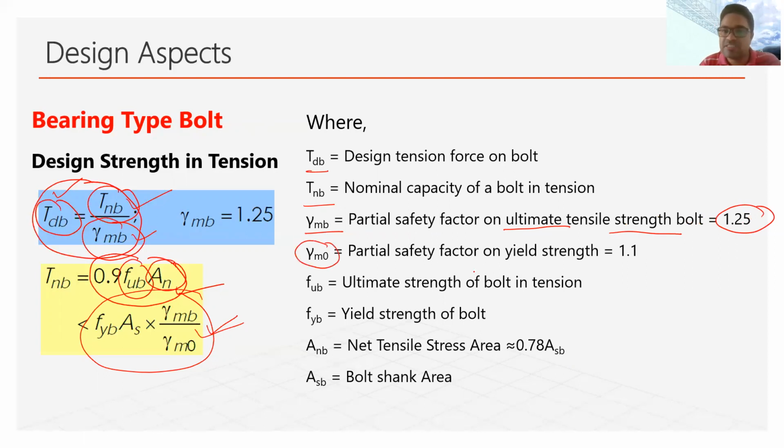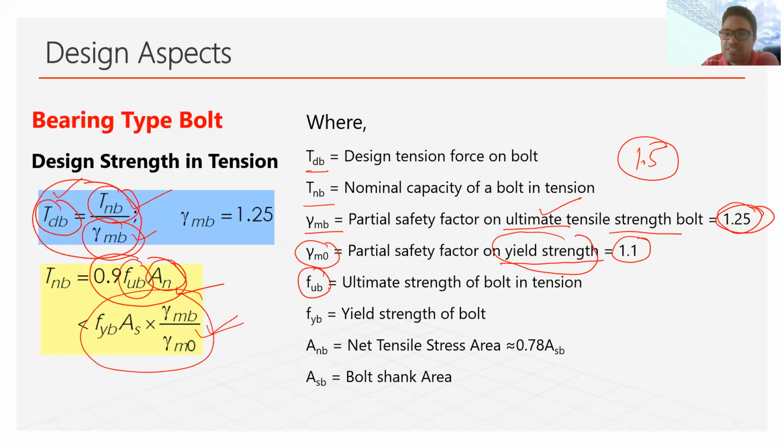Gamma M naught is the partial safety factor on yield strength. So we need to understand, whenever we are applying a safety factor on ultimate strength, generally the value of the safety factor will be 1.25. If we are applying a safety factor on yield strength, then generally the value of the safety factor will be 1.1. So this is in terms of strength. In terms of load factor, it will be around 1.5. I have already shown both of these tables in the previous lecture, so you can refer to that.